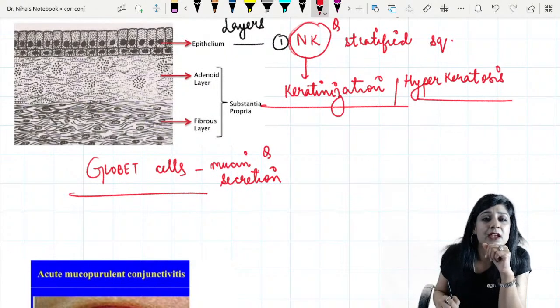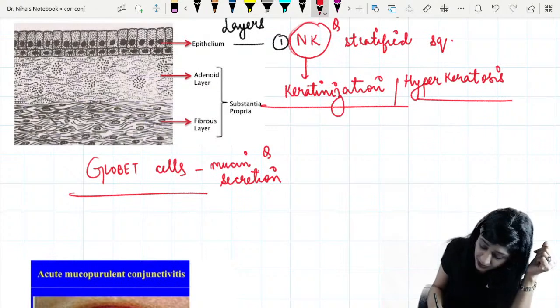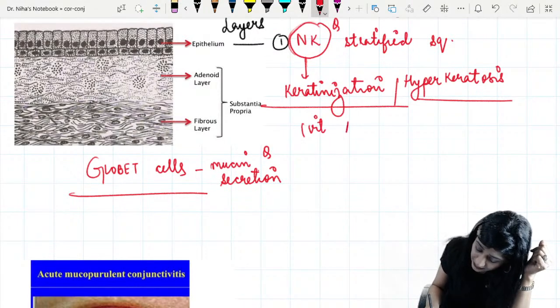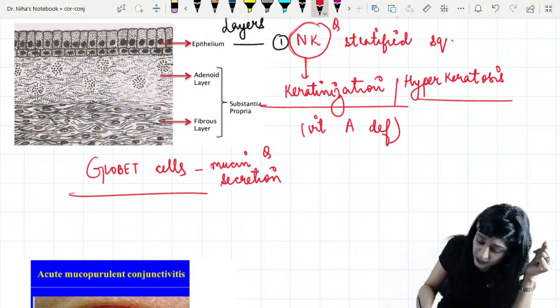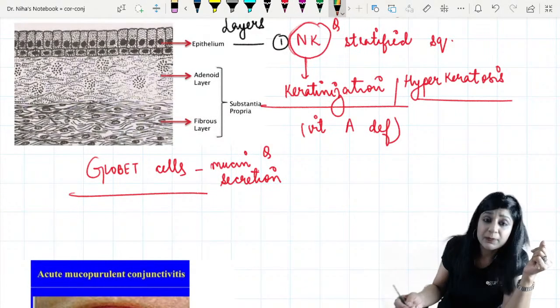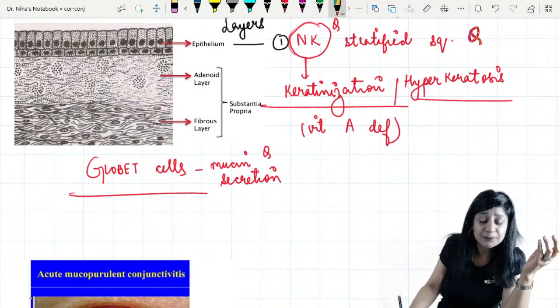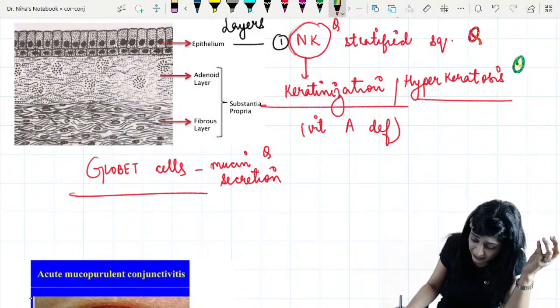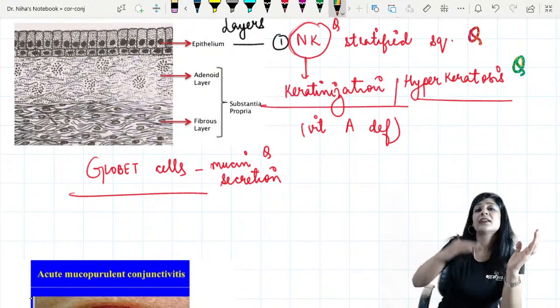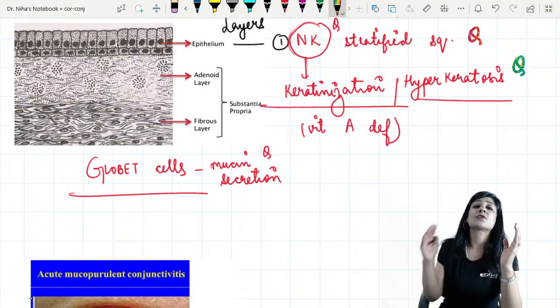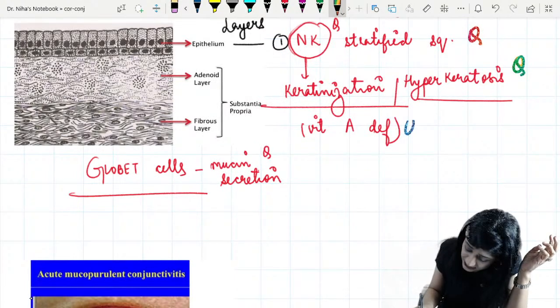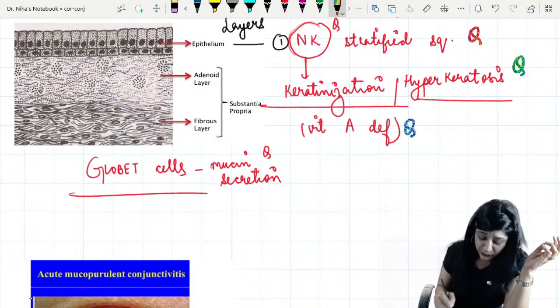So this hyperkeratosis of the epithelium actually occurs in vitamin A deficiency. There are a lot of questions that can come here. First is the type of epithelium, then there is a change of epithelium, that is, it is changing from non-keratinized to keratinized. This is called hyperkeratosis. Where does it take place? In vitamin A deficiency.